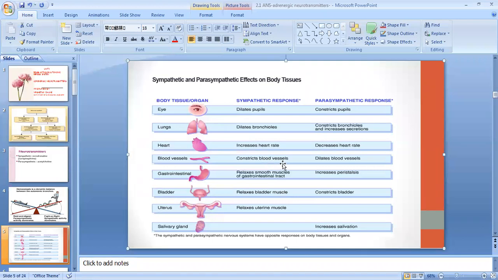Blood vessels: sympathetic constricts the blood vessels, while in the parasympathetic, because it is a relaxed state, it dilates the blood vessels. Then the gastrointestinal system: sympathetic relaxes the smooth muscles of the gastrointestinal tract, while parasympathetic increases peristalsis. Bladder: sympathetic relaxes the bladder muscle, parasympathetic constricts it. Uterus: sympathetic relaxes the uterine muscle, whereas it is not applicable for parasympathetic. Salivary gland: no response in the sympathetic, but parasympathetic increases salivation.